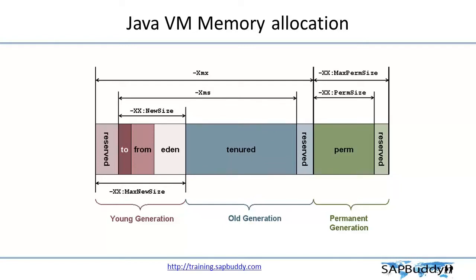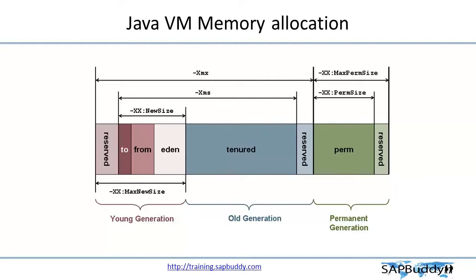The objects that are permanently required by the VM, for example classes and methods, are stored in the permanent generation. However, if these objects are no longer required by the application, then they will be automatically removed from the main memory by the garbage collector. Even though it is permanent, it will be automatically removed from the main memory itself.